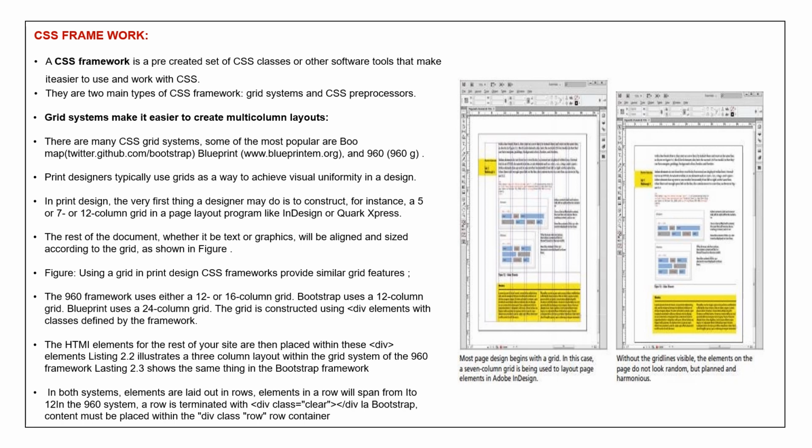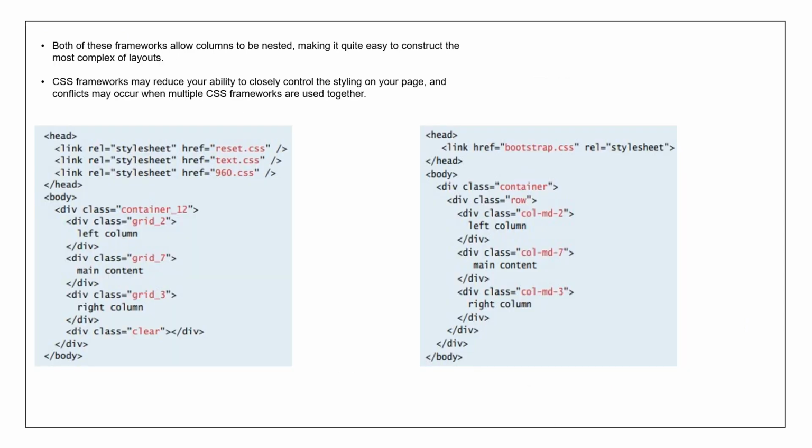The first image describes the grid which is being constructed for the column layout within the grid system, and the next one is for the Bootstrap framework. Both of these frameworks allow columns to be nested, making it quite easy to construct the most complex of layouts. CSS frameworks may reduce your ability to closely control the styling on your page, and conflicts may occur when multiple CSS frameworks are used together. This is for the normal column container, and this is for the Bootstrap.